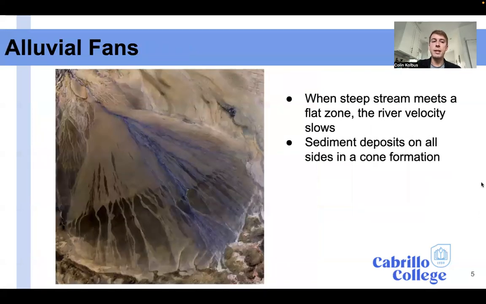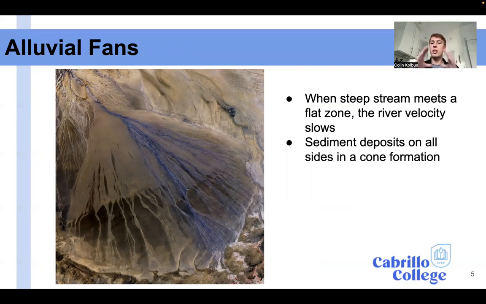Another feature I wanted to mention are alluvial fans. You will see these all over the place in the environment. There could be really big ones or just really small ones. Alluvial fans will form on a trail or on the side of the road. When a stream comes down the side of the road and hits the road, which is now flat, the river velocity slows and the sediment that was being carried in that stream just deposits on the flat surface.